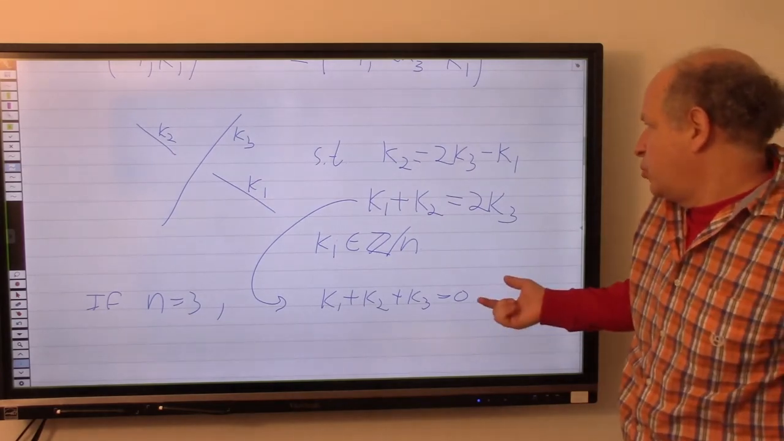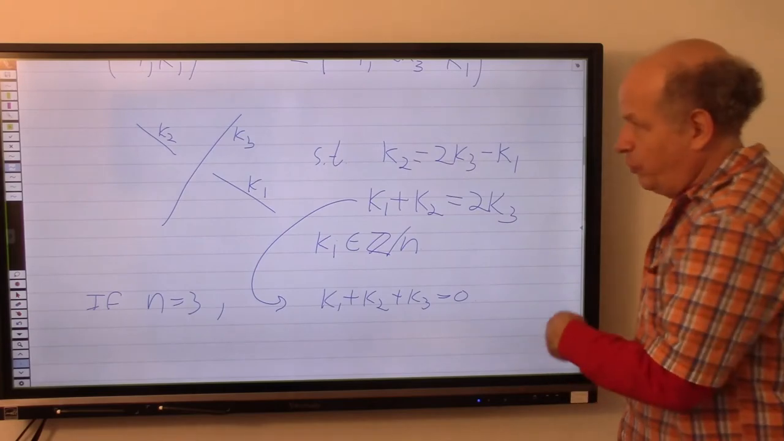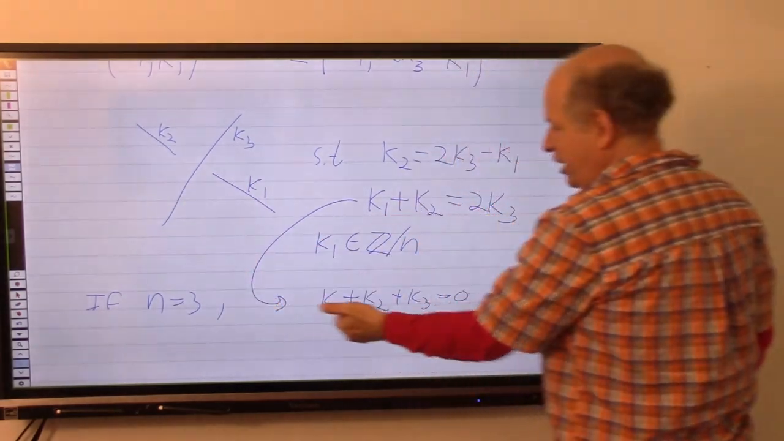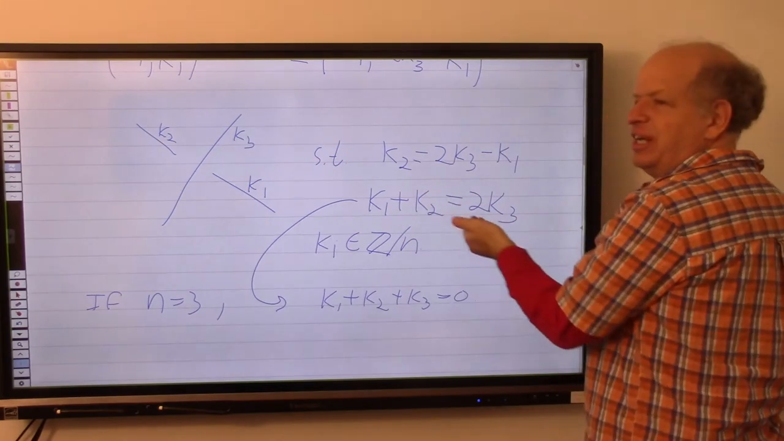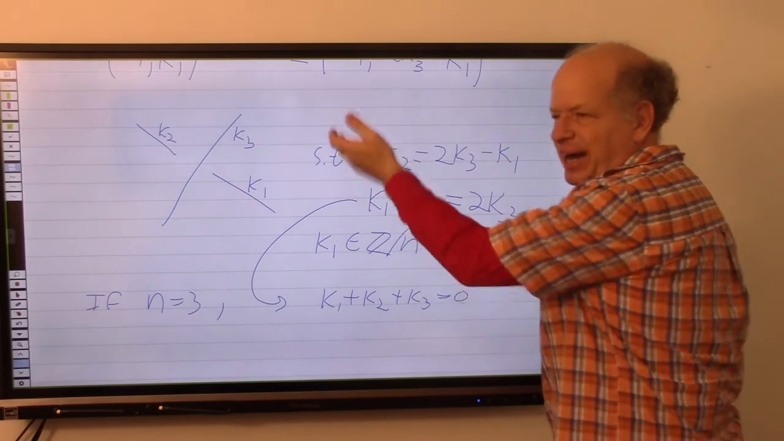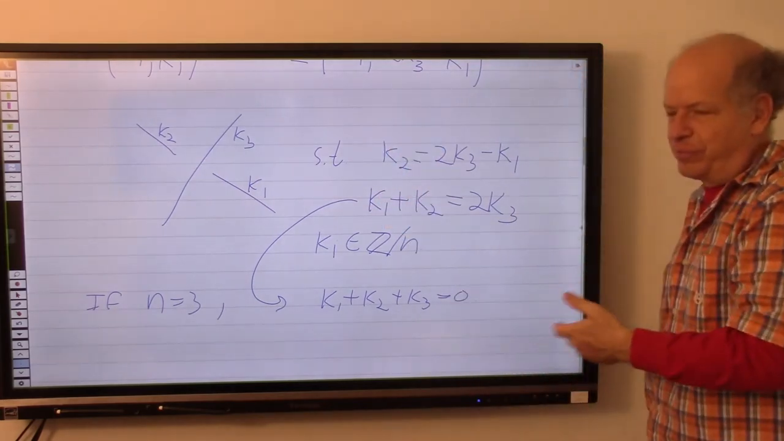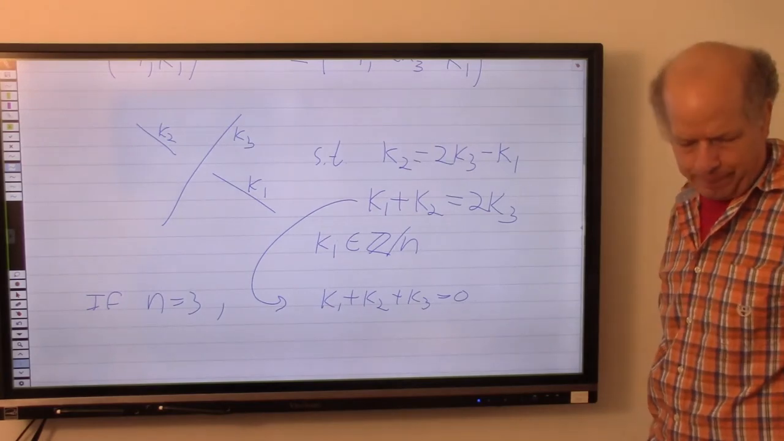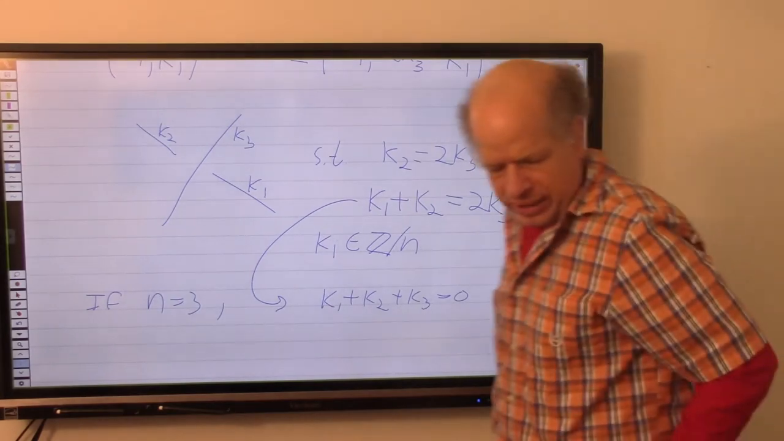By the way, if you fix N, the set of N colorings is still a vector space because the relation is still a linear relation, and so several other results that we had from three colorings apply in the case of N. Okay.